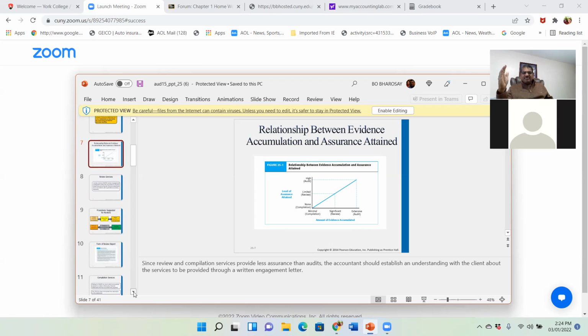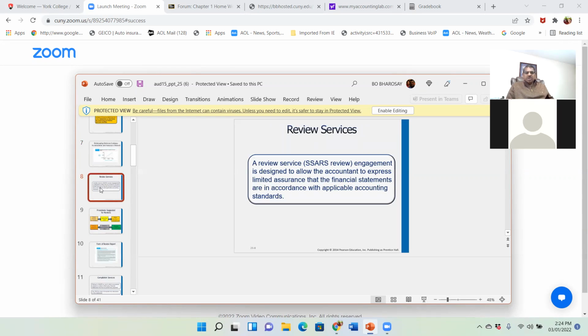So an audit is a high level of service. A review, you could say, is like a mediocre level of service, and the compilation is a low level of service. A review service, SSARS review engagement, is designed to allow the accountant to express limited assurance, I mentioned that before, that the financial statements are in accordance with applicable accounting standards. Applicable accounting standards in our case is GAAP, generally accepted accounting principles.